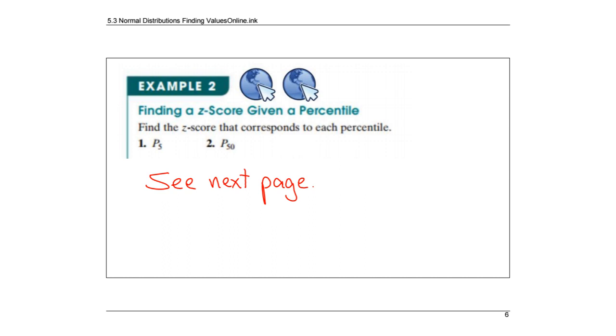Okay, so we're going to do this work on the next page, but we've got P5, so that's percentile again, and P with a 50. So let's go to the next page.